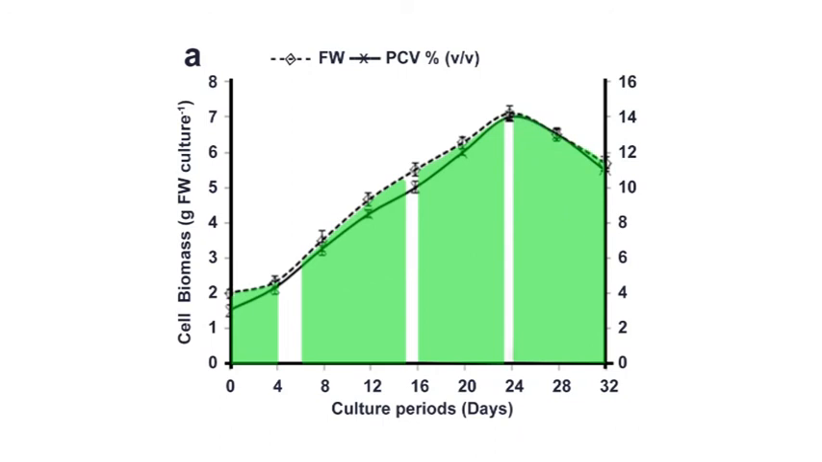The maximum increase in cell biomass was obtained on day 24 of the growth cycle, reaching up to 7 gram fresh weight per culture.